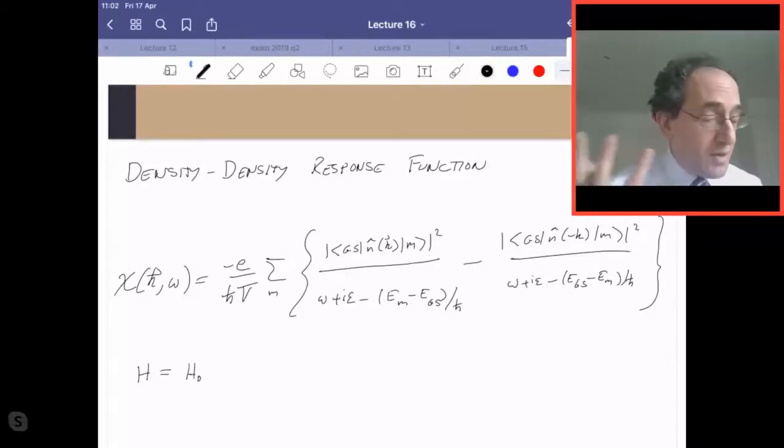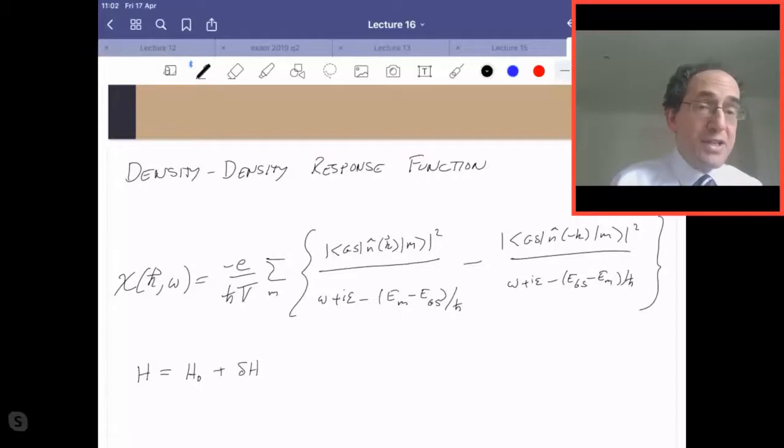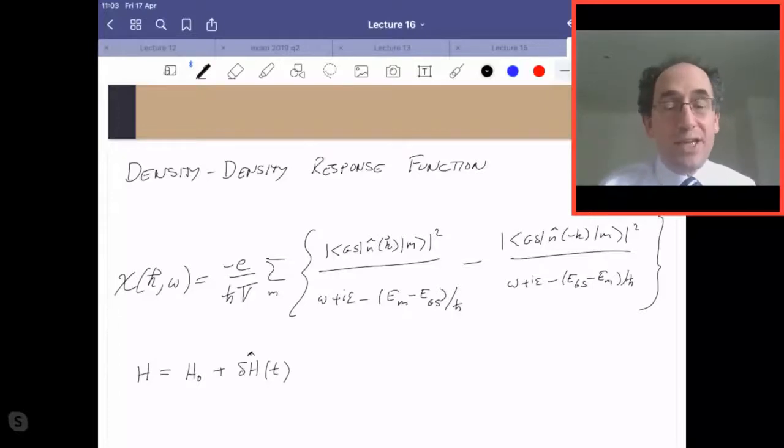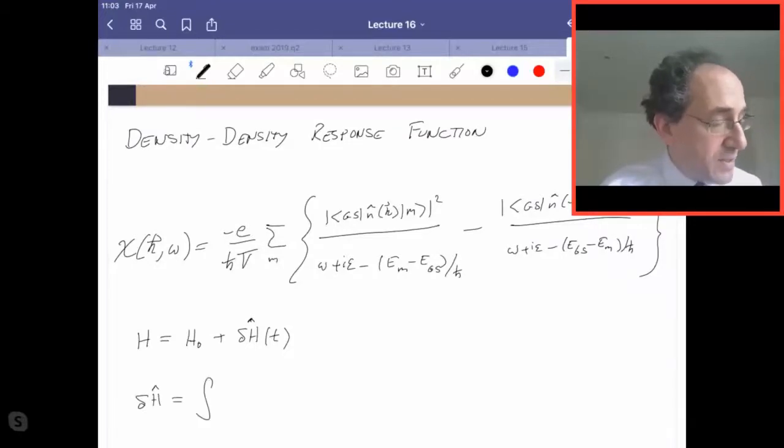So the way we did this is we started with some Hamiltonian H, which is some H naught, which is our general Hamiltonian. It could have interactions in it or anything, but we separate out from it the perturbation that we're trying to measure the response to. So there's going to be some delta H of t, which is arbitrary, with the only constraint that it is weak, and that at time minus infinity it should go to 0.